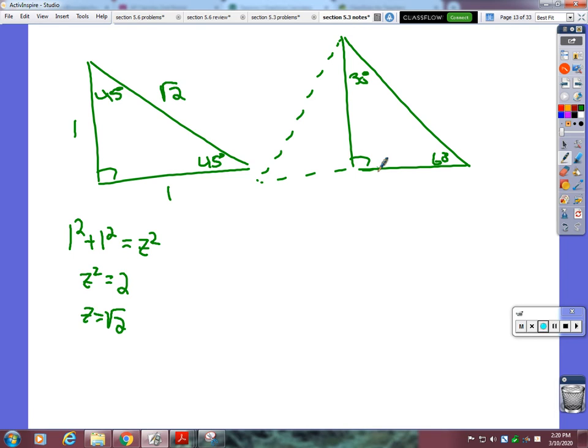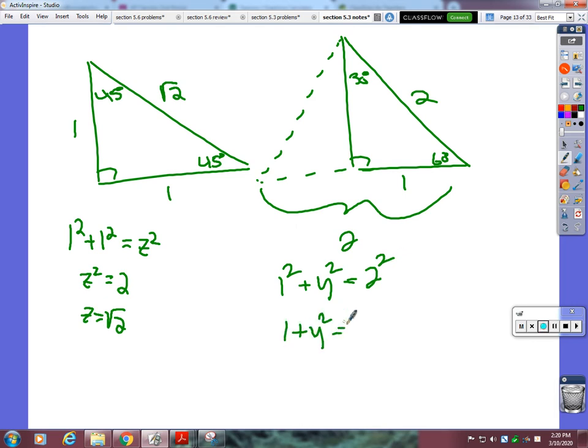Anyway, if I make this whole thing be 2, then how much is this side? 1. How much is this side? 1. Nope, 2 because it's an equilateral. So this is 2. And then I have to figure this one out again using the Pythagorean theorem. So I go 1 squared plus y squared equals 2 squared. So 1 plus y squared equals 4. So y equals the square root of 3.